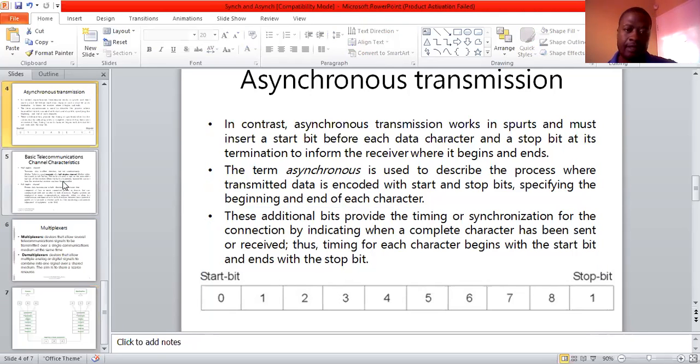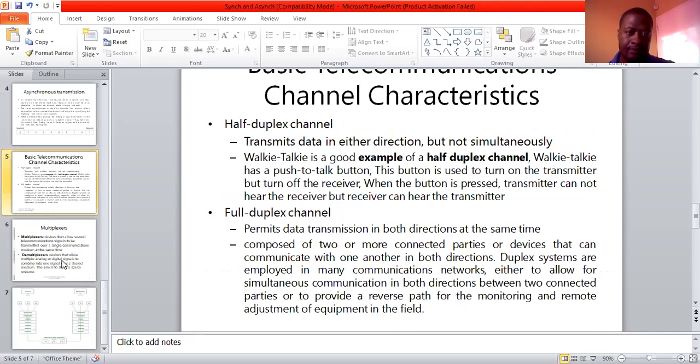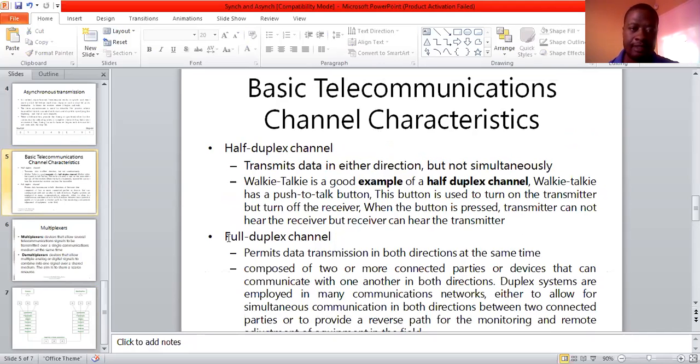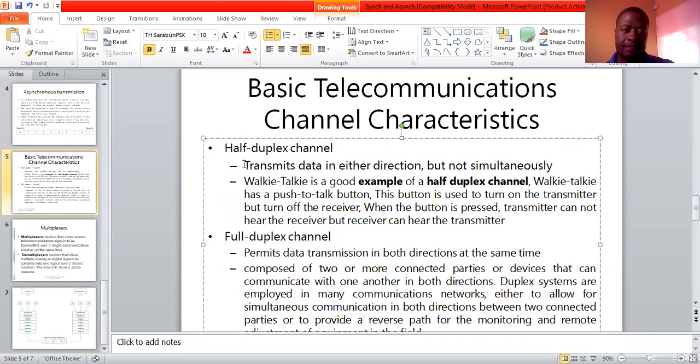All right, moving on to the next slide. We'll have basic telecommunication characteristics. We're going to look at the half duplex channel and the full duplex channel. So what is the difference between these two?